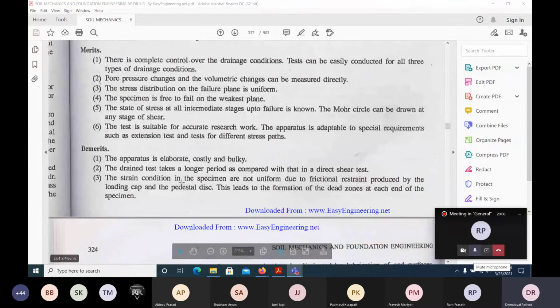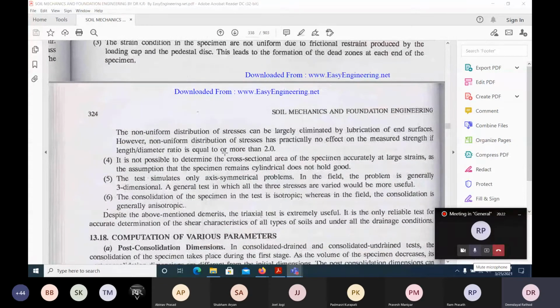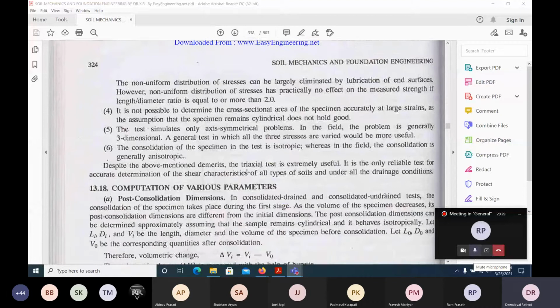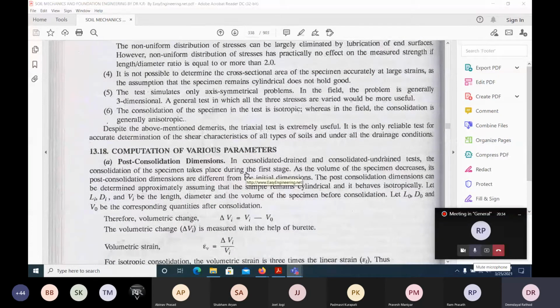The demerits are: the operation is elaborate, costly, a little bulky, okay. Drainage takes a long period, slowly, sometimes it is a slow test compared to the direct shear test, it takes a lot of time, okay. Sometimes the strain condition in the specimen may not be uniform and so on, okay. Then the test simulates only axisymmetrical problems, but in the field the problem is generally three-dimensional. Okay, so small demerits are there and some merits are also there in using this test.